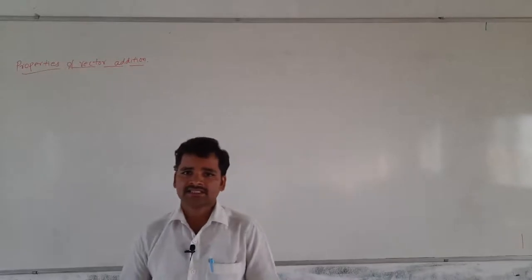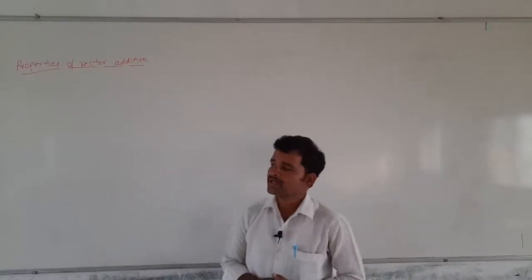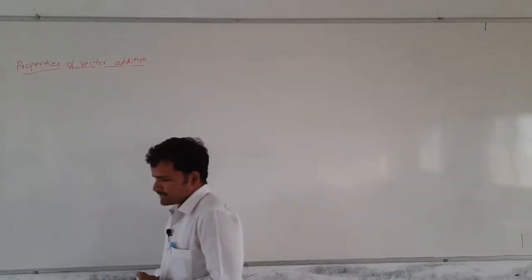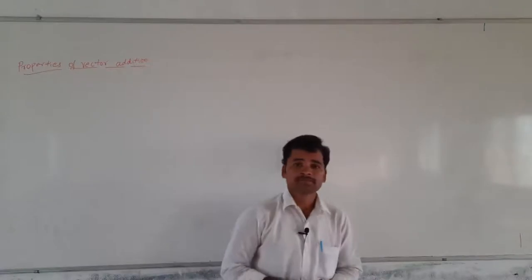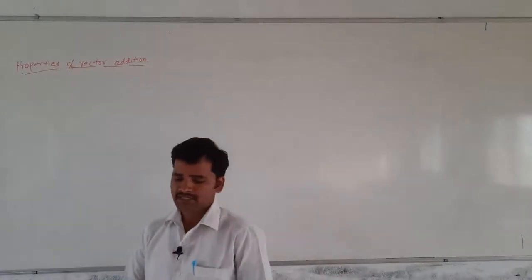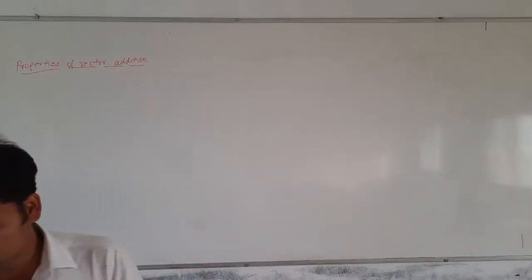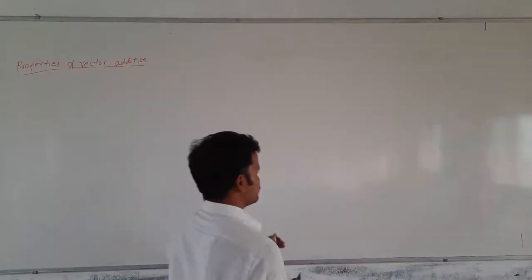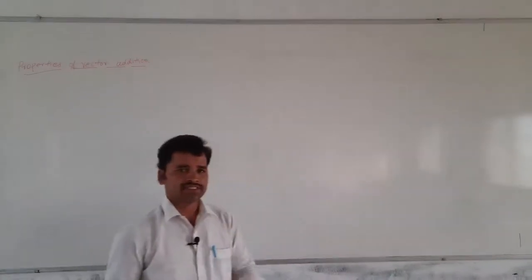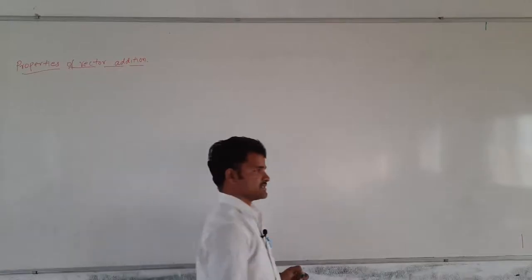In this class, we will study the concept of properties of vector addition. Two properties are given here, and a third property, the distributive law, is also there. The first two properties are the commutative law and the associative law. First of all, I will tell you what is commutative and what is associative.